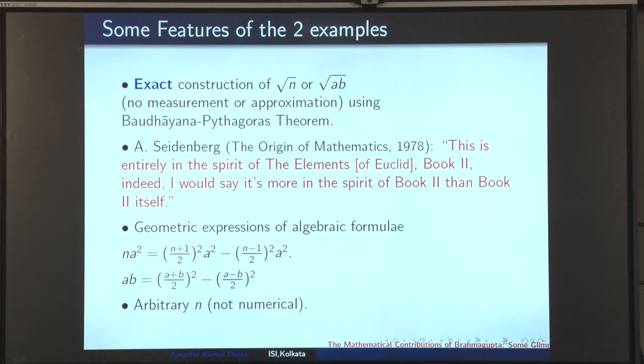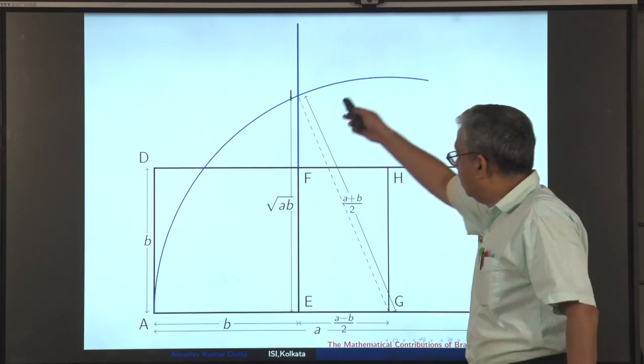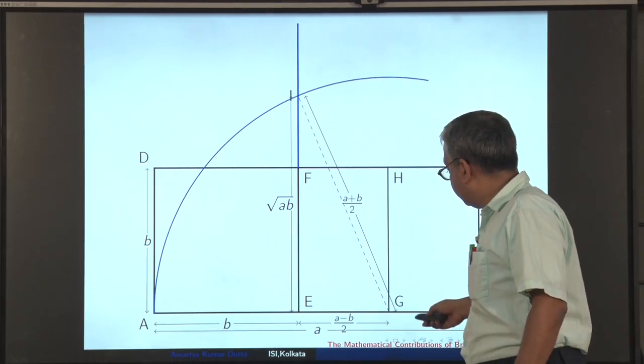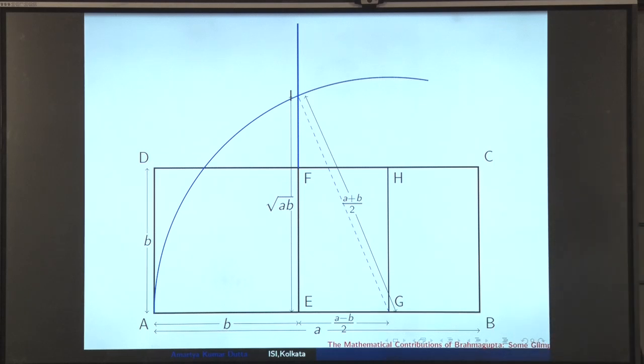So, what you can say is that this construction gives a geometric expression of the algebraic formula. This square is AB. So, AB is (A plus B by 2) whole square minus (A minus B by 2) whole square. So, this is geometric algebra.